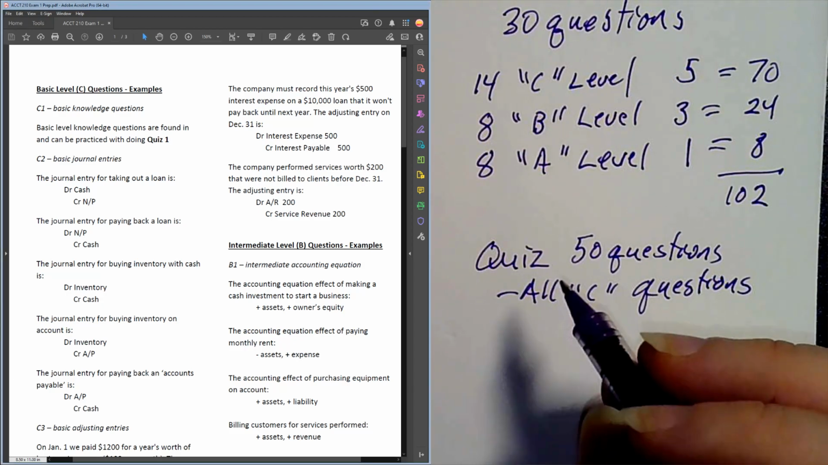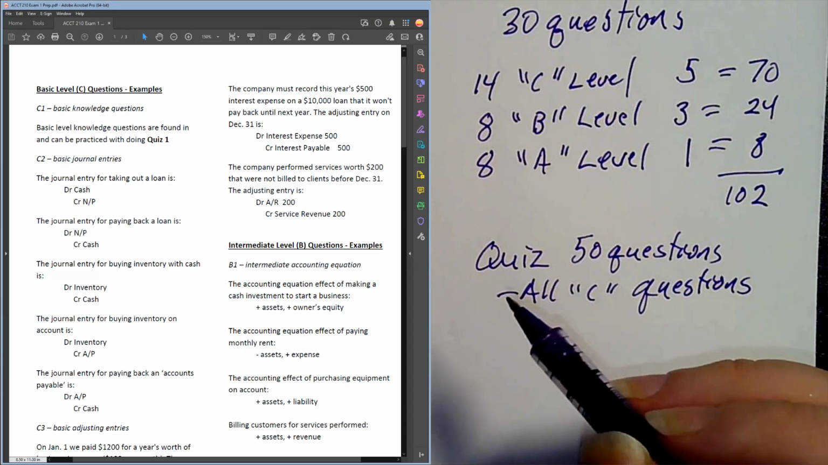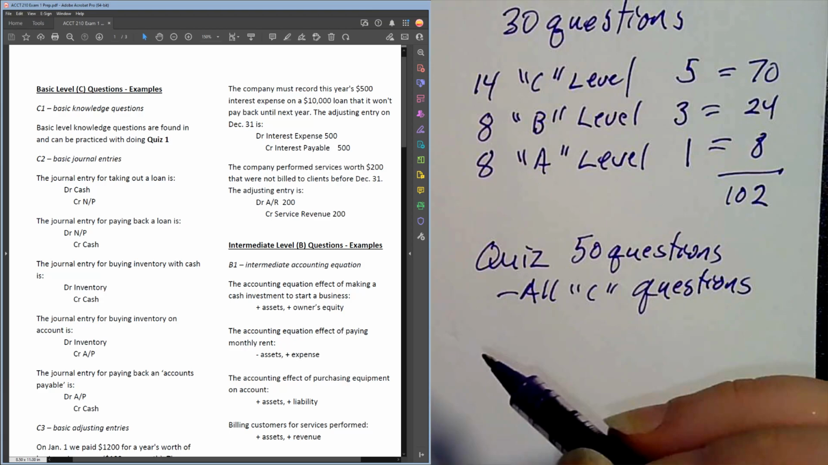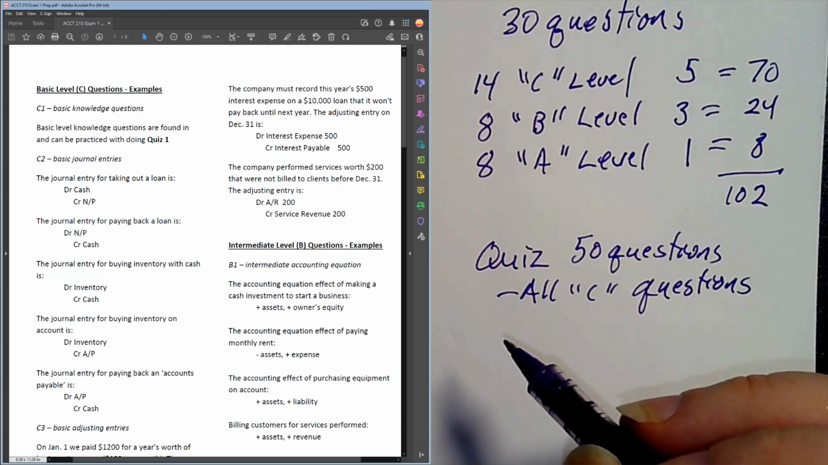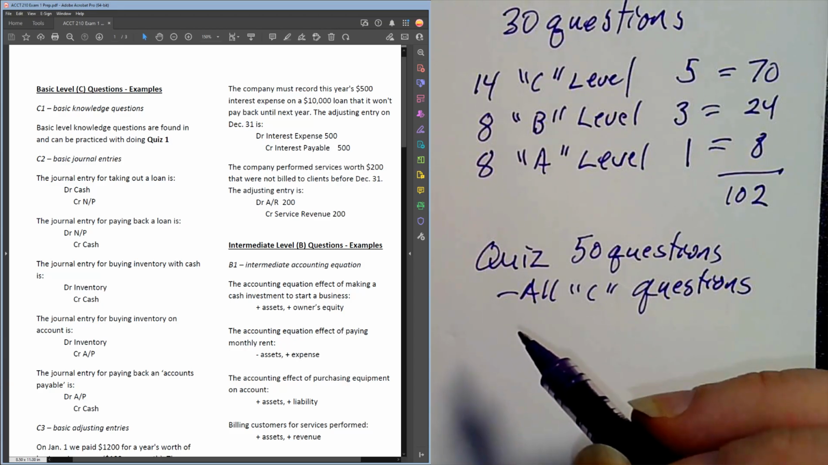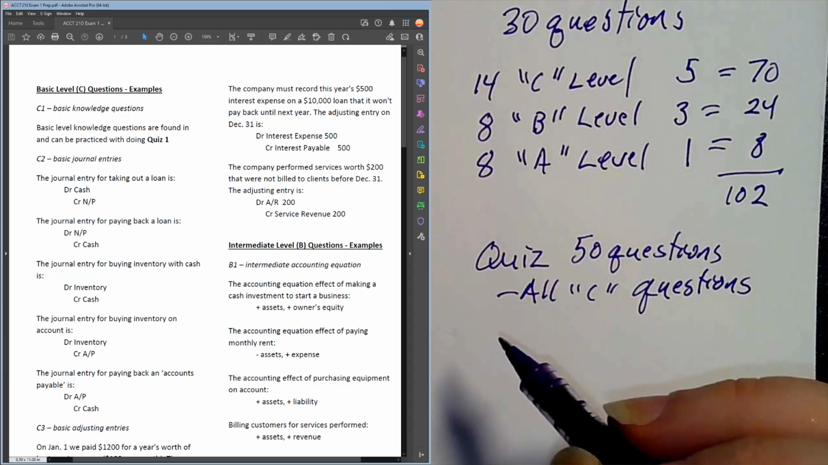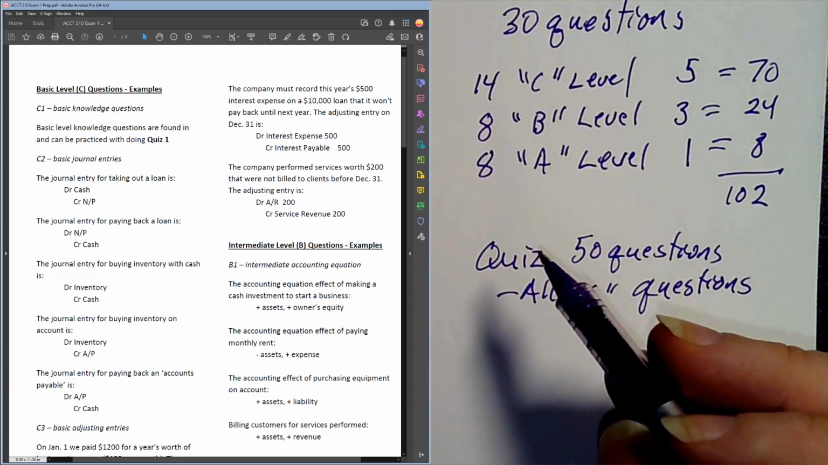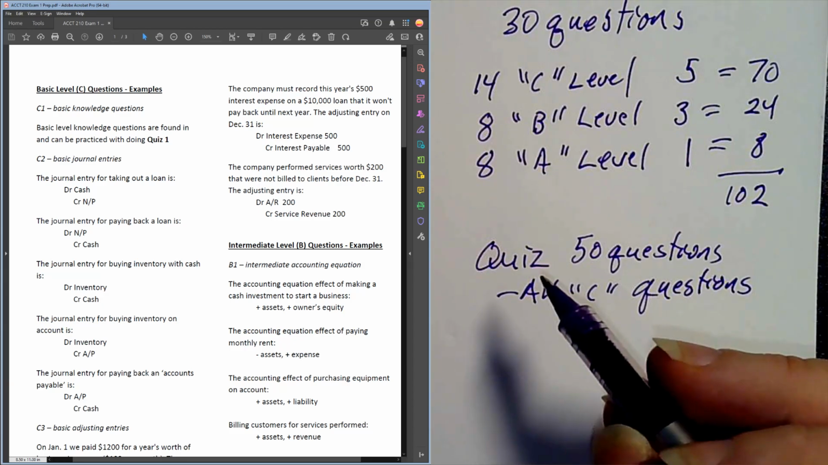When I'm looking at the document over here on the side, you'll see I've broken them up by the type of questions. That's the italics. So basic level questions, the C1, the basic knowledge questions, those are all found on the quiz. Now there are about 40 knowledge questions and about 10 journal entry questions. I didn't list all 40 knowledge questions. You can see those by taking the quiz over as many times as you want.